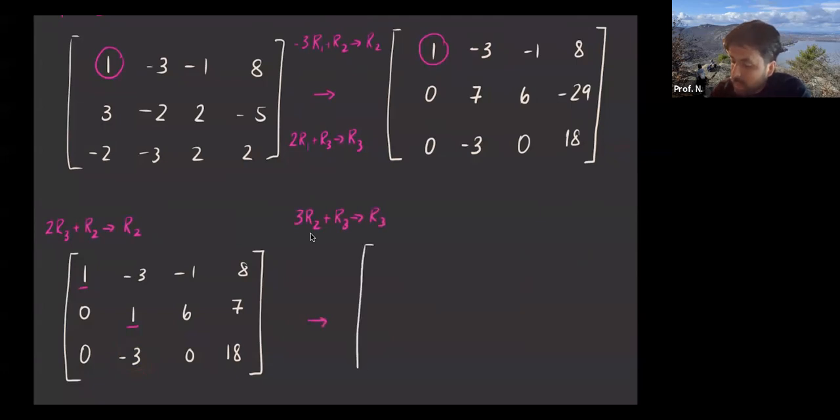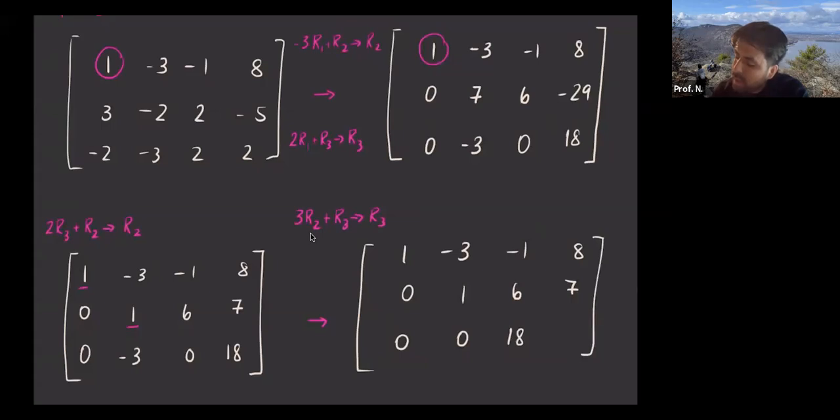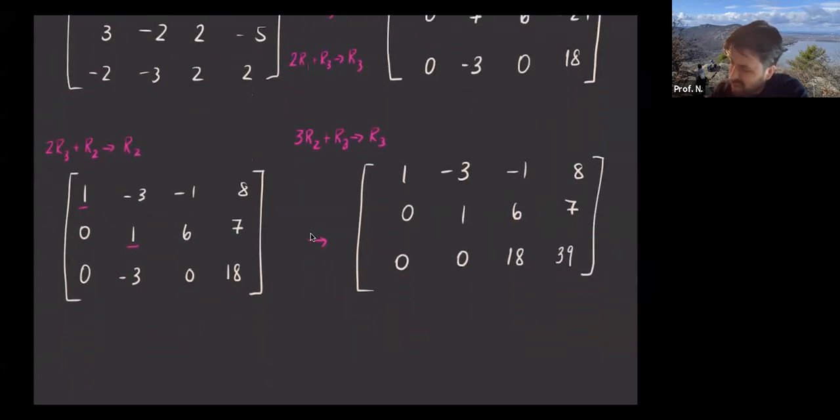So when I do that, I get 1, -3, -1, 8. I get 0, 1, 6, 7, and this becomes 0. This becomes 0. And then this becomes what? 3 times 6 is 18, plus 0 is 18. And then I get 3 times 7 is 21. And then this becomes 39, right? Did I do that right? 39, right?